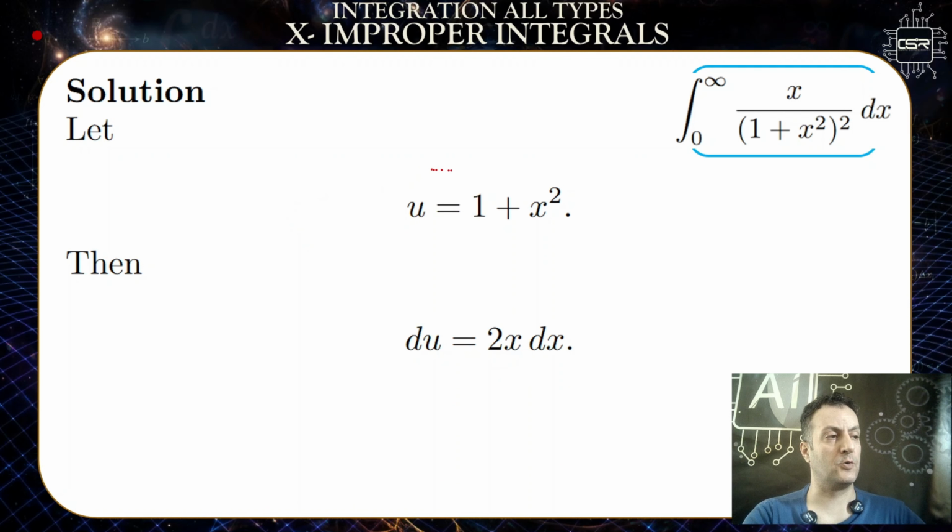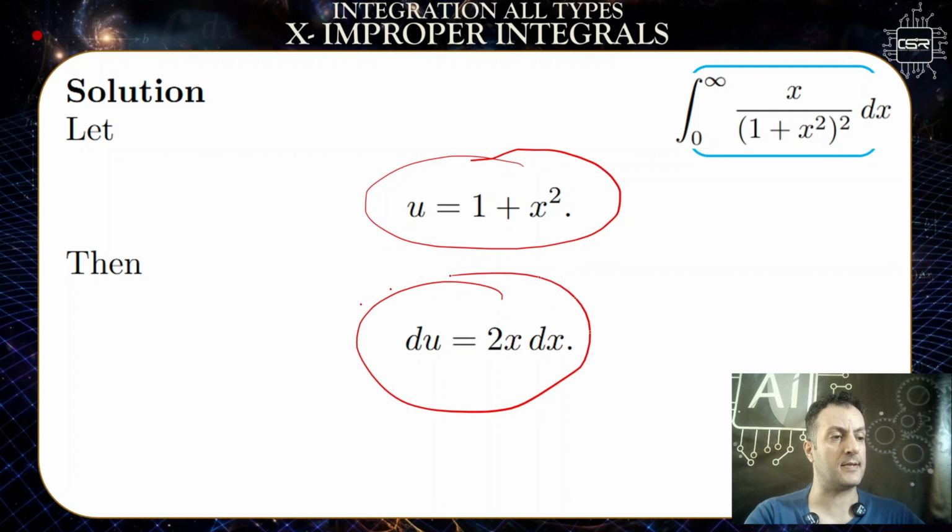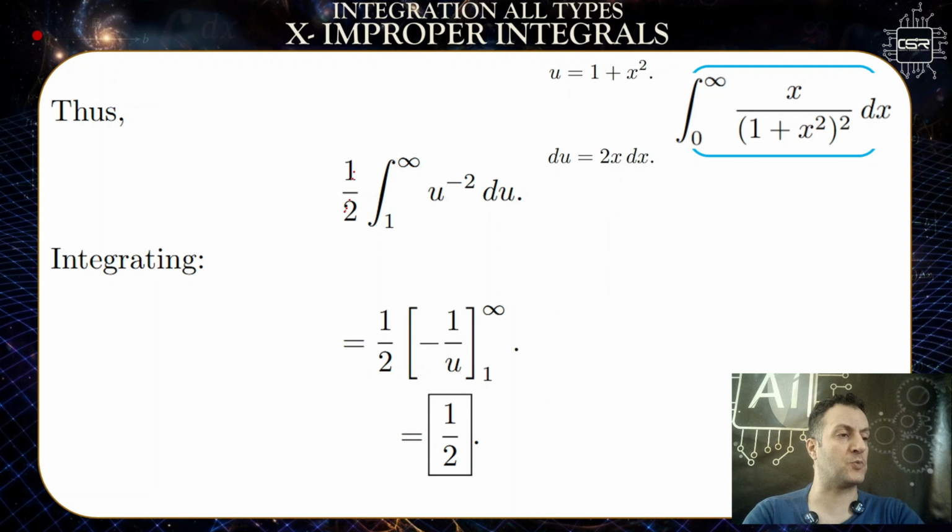And this is the solution. Let u equal 1 plus x squared, du equal to x dx. Then we replace them back in the integral. We end up with 1 half integral from 1 to infinity, u to the power of minus 2 du, which is 1 half times minus 1 over u between infinity and 1. And it gives us 1 half.